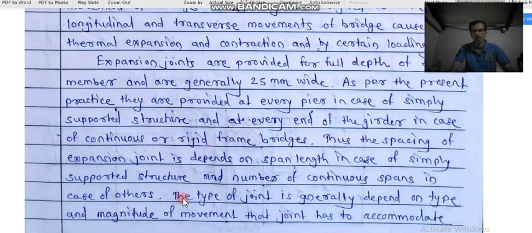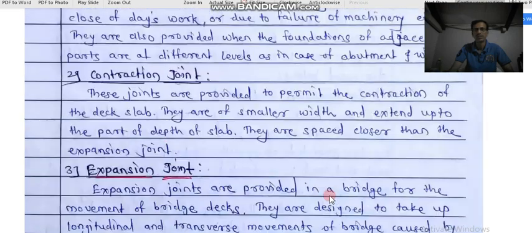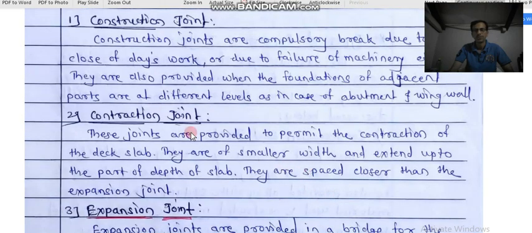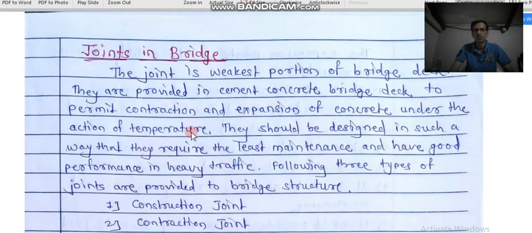That is the difference between these two cases, simply supported and continuous bridges. The type of joint generally depends on the type and magnitude of movement that the joint has to accommodate. So this is the basic information about the various types of joints for bridges.